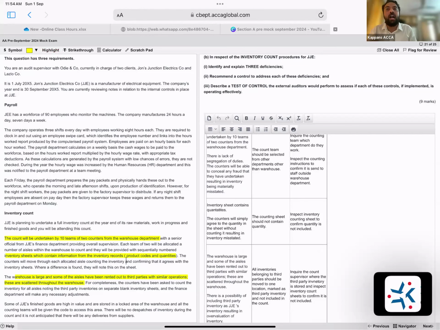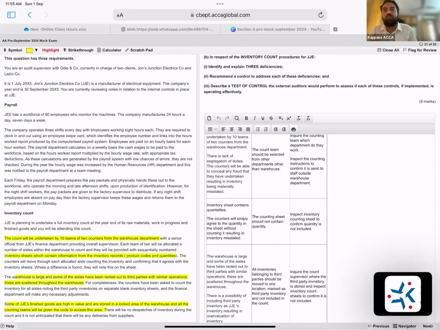Now, finally, in the last paragraph also, there is a deficiency, which I have not written because they're asking only for three deficiencies. But let us discuss that as well. Some of JJE's finished goods are high in value and are stored in a locked area of the warehouse, and all counting teams will be given the code to access this area. So how will you explain that? Since the code is given to every counting team, anyone from the counting team can access that high value inventory and steal it, that is misappropriated. There is a chance for misappropriation of inventory, that is fraud.